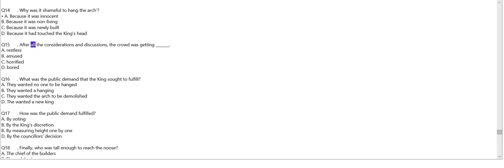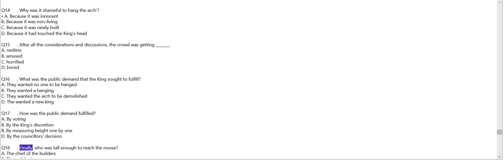Q15. After all the considerations and discussions, the crowd was getting underscore. A. Restless. B. Amused. C. Horrified. D. Bored. Q16. What was the public demand that the king sought to fulfill? A. They wanted no one to be hanged. B. They wanted a hanging. C. They wanted the arch to be demolished. D. They wanted a new king. Q17. How was the public demand fulfilled? A. By voting. B. By the king's discretion. C. By measuring height one by one. D. By the councillor's decision.